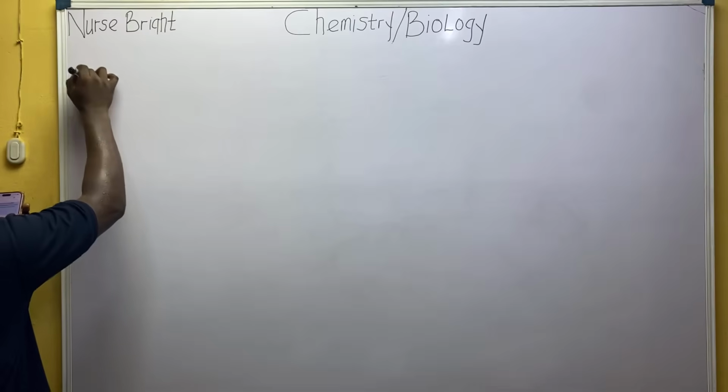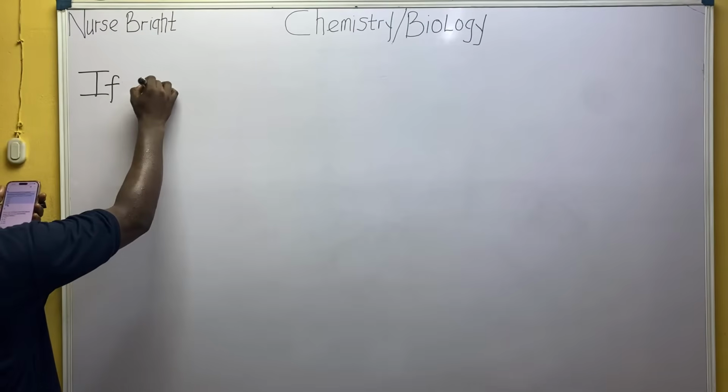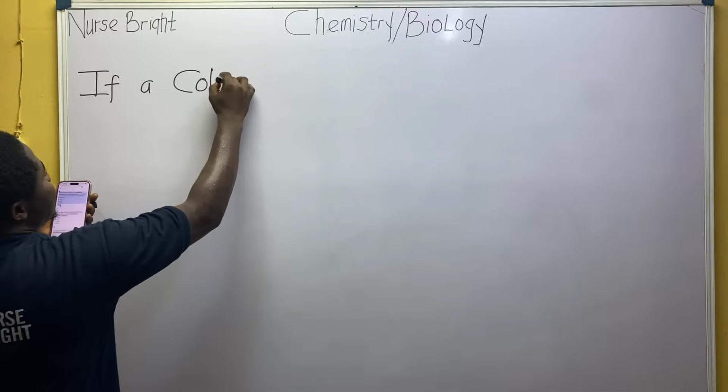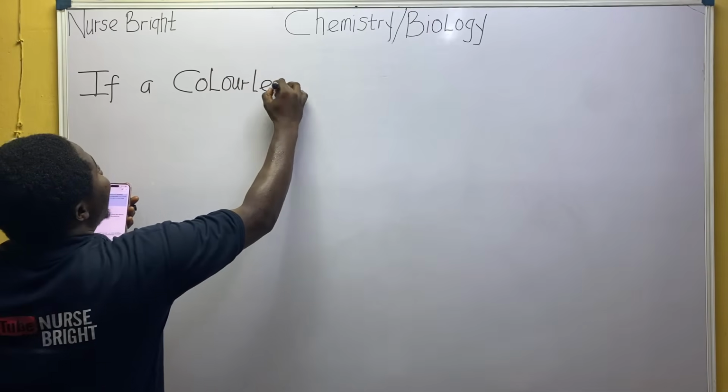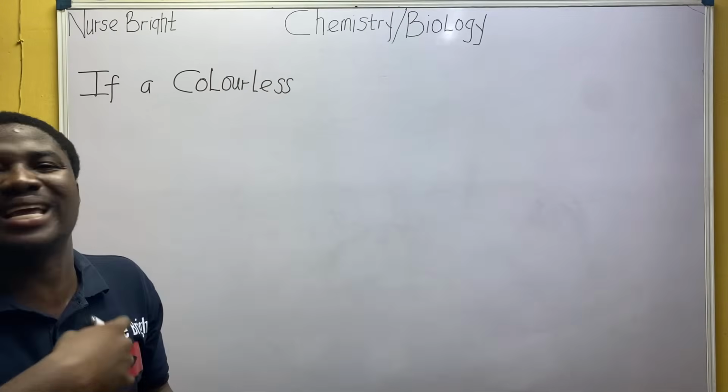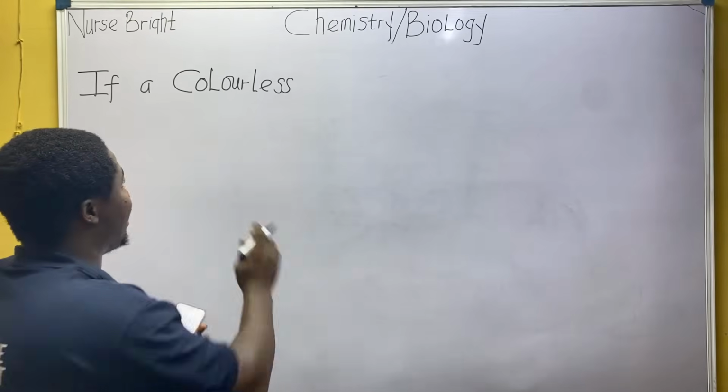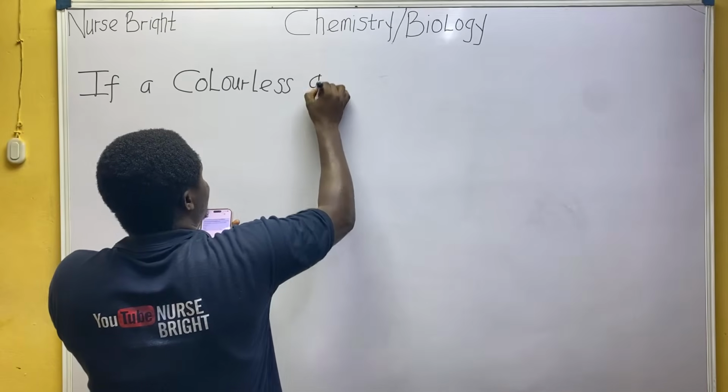Listen, here is this one. It says, if a colorless gas... all these are high yield areas. They are questions that came up in last year's JAM exam. So that's why I'm bringing out the questions here.